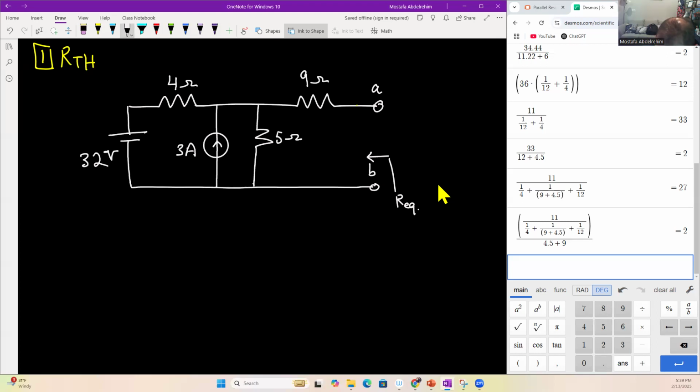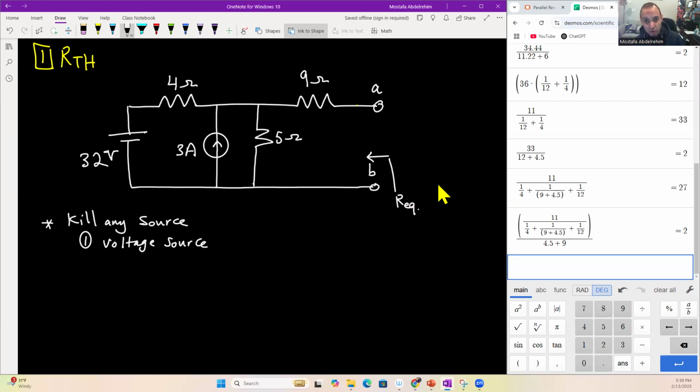So the basic step here is to kill any source you have in the circuit. We have here a current source and we have here a voltage source. How to kill a voltage source? For the voltage source, to kill it, to cancel it, to remove it, basically to cancel its job.